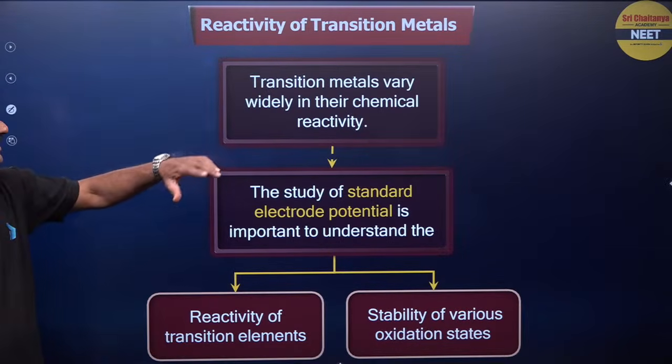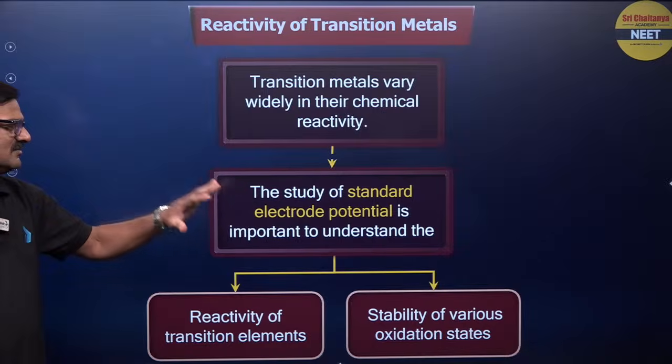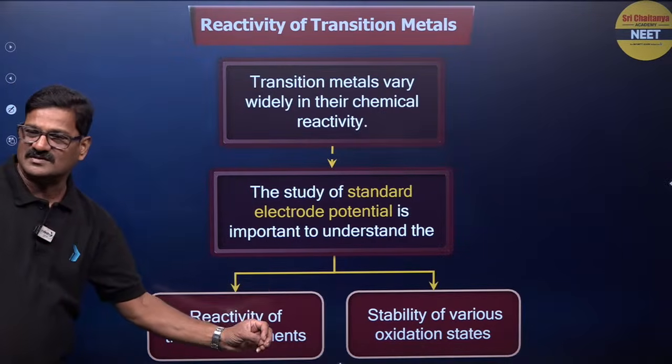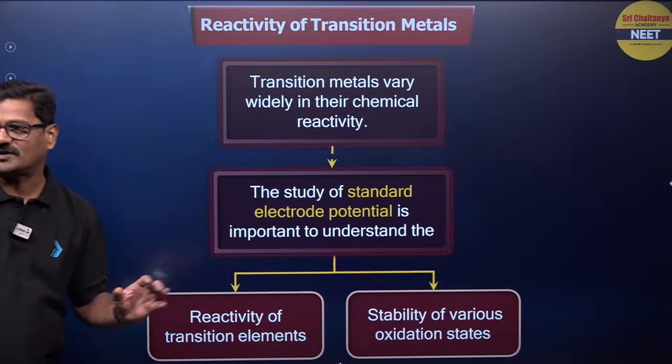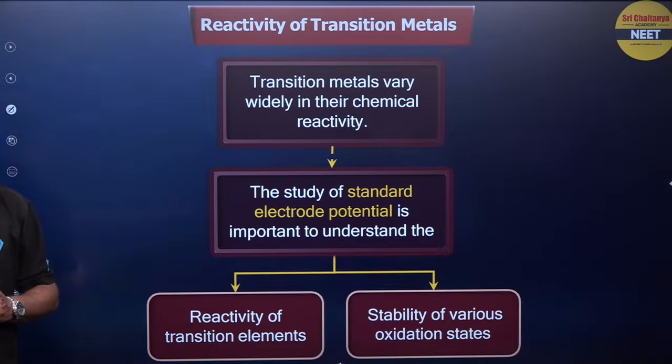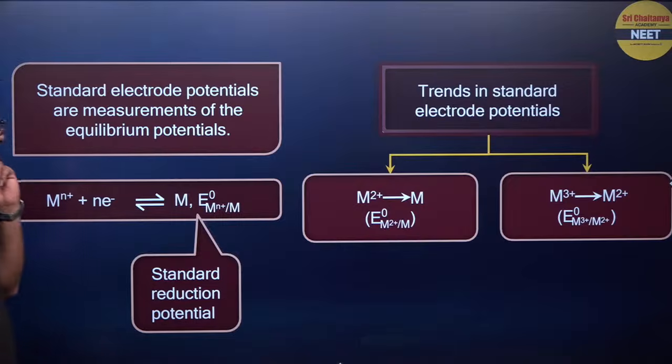Transition metals vary widely in their chemical reactivity. That is done by using the standard electrode potentials. Fine beta? Very good. Now look at this.